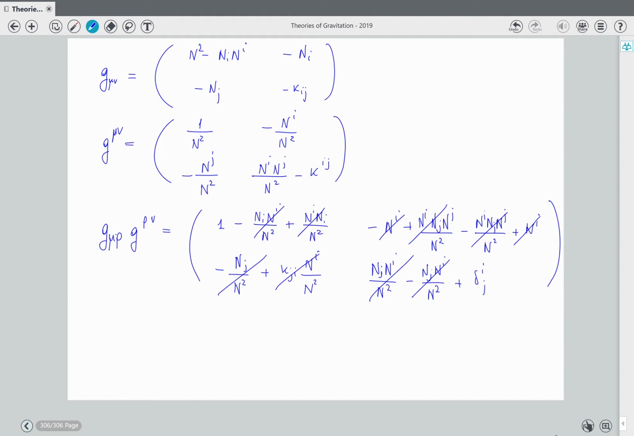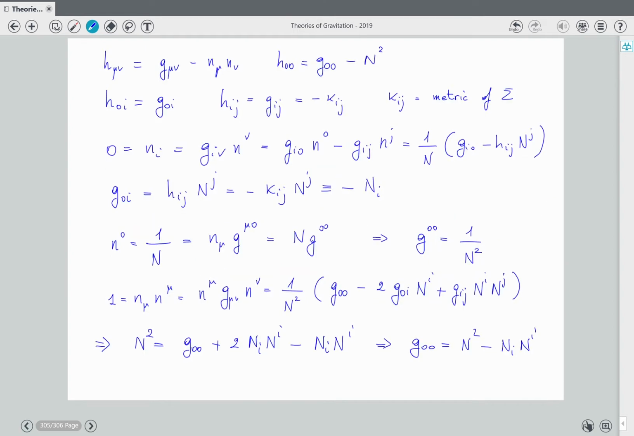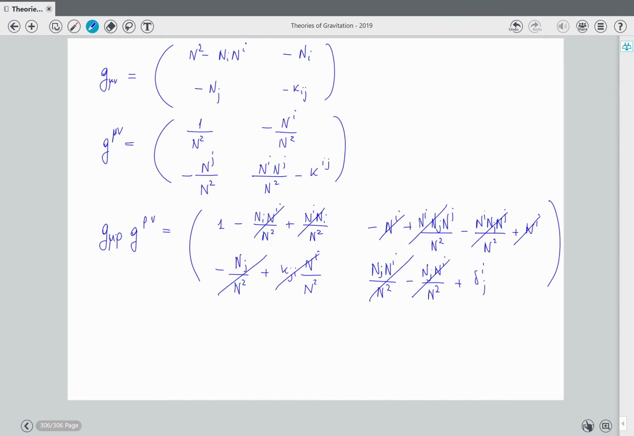We have parameterized, finally, the metric in terms of these objects N, N^i, and the space metric. These are called ADM variables, the ADM parameterization if you want, with Misner.